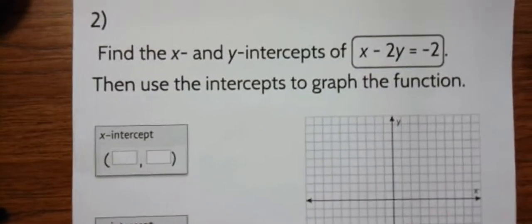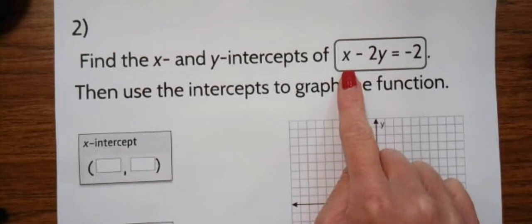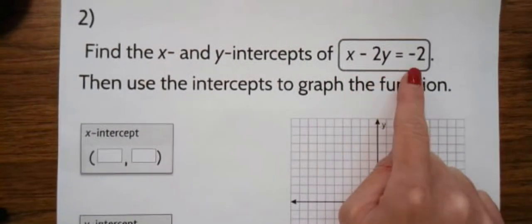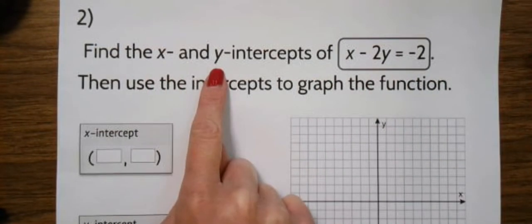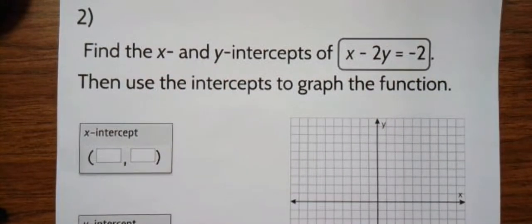Let's look at number 2. In your notes, can you please write the equation x minus 2y equals negative 2? Of course, this equation is in standard form. We're going to find the x and the y intercepts, and then we're going to use them to graph the equation. This is how you graph in standard form.